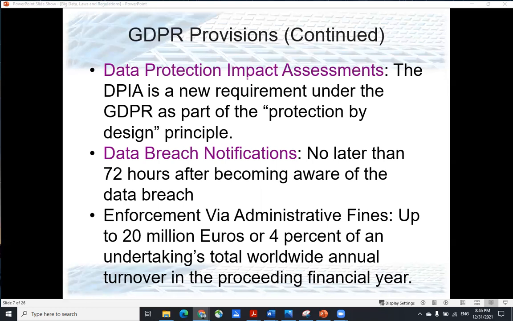And then enforcement, to enforce these regulations like data breach notifications, for example, it has to be enforced via administrative fines, so up to 20 million euros or 4% of an undertaking's total worldwide annual turnover in the preceding financial year. So that's a lot of money, a lot of fines. If your company is convicted of not informing the proper authorities and the individuals of the data breach, you could end up paying up to 20 million euros or 4% of your undertaking's total worldwide annual turnover. So that's a lot of money, especially for companies like Google and Facebook and so on.